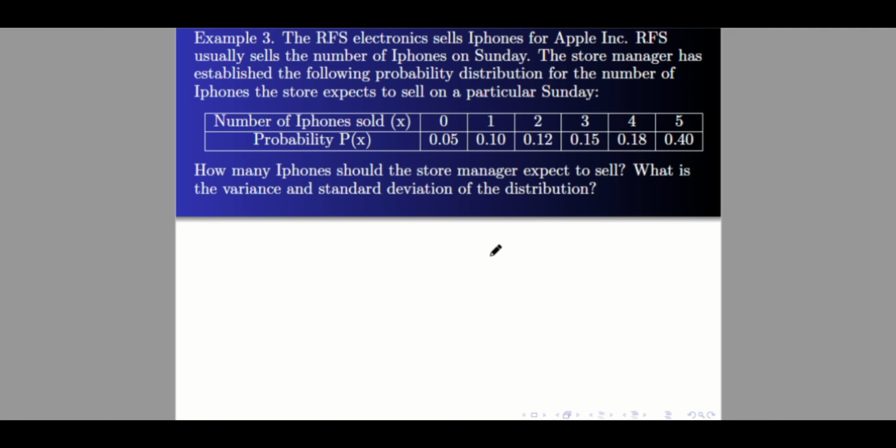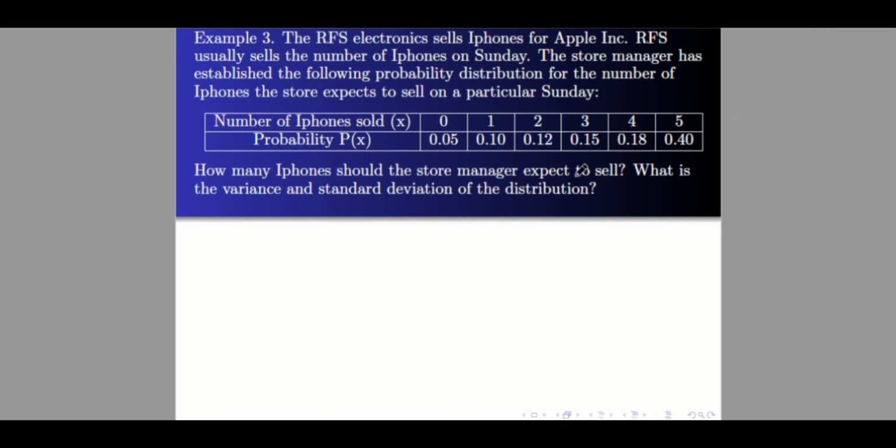So example 3, the RFS Electronic sells iPhones for Apple Incorporated. So they usually sell a number of iPhones on Sunday. So the store manager has established the following probability distribution. So this is on a particular Sunday. So the question is, how many iPhones should the store manager expect to sell? Another question is, what is the variance and standard deviation of the distribution?